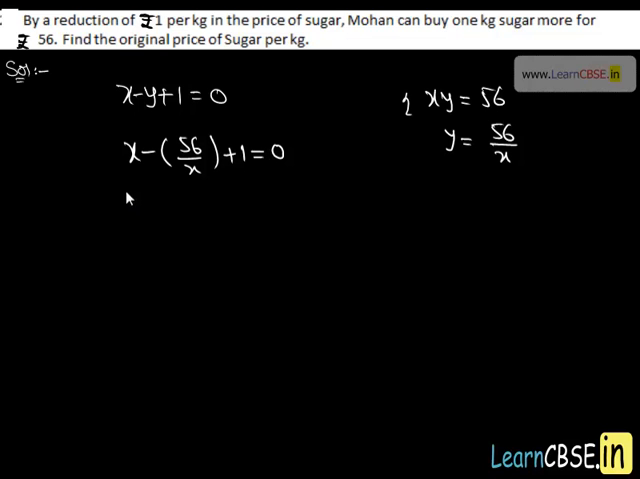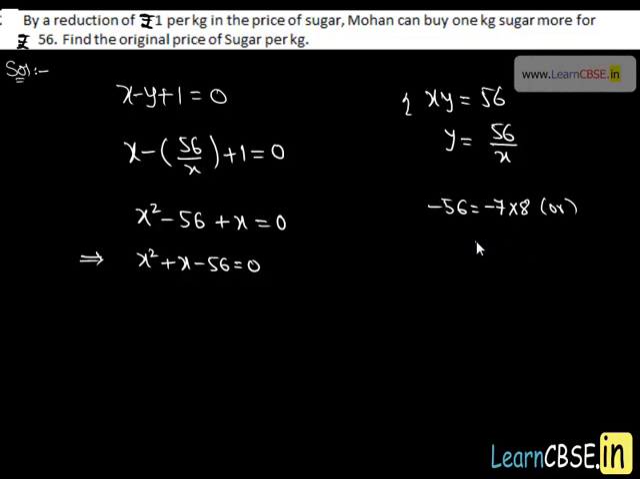is equal to 0. By multiplying both sides with x, we get x square minus 56 minus x, which is equal to 0. And here we write it in its order: x square minus x minus 56 is equal to 0. Now look at the factors for negative 56. Negative 56 is equal to negative 7 times 8 or negative 8 times 7.